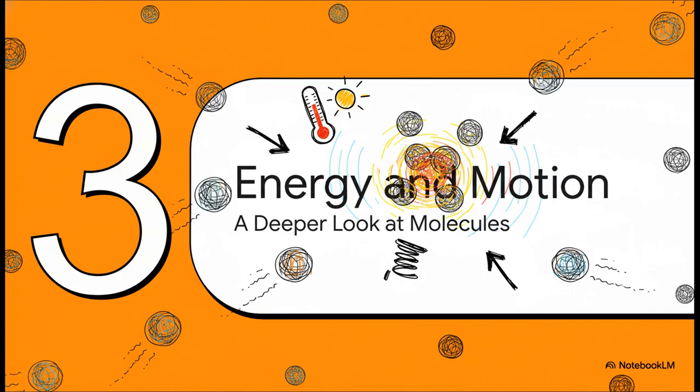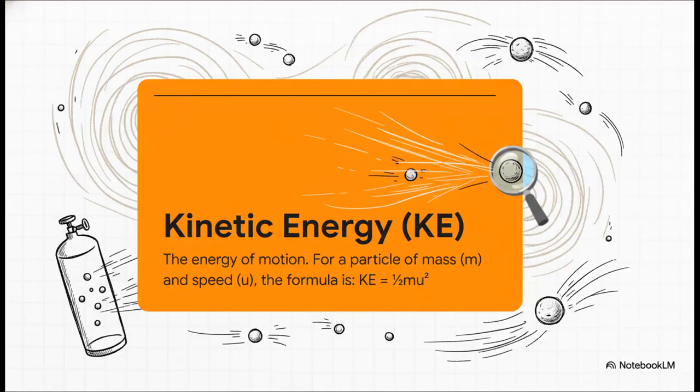Pretty cool, right? Now let's zoom in a little closer on that core idea, that link between energy, temperature, and how these molecules are actually moving. The big concept we need to focus on is kinetic energy, which is just a fancy term for the energy of motion. And when you look at the formula, you see it depends on two things, the mass of the particle and its speed. But here's the kicker. It depends on the square of its speed. What that means is that speed is a huge factor. Doubling a particle's speed doesn't just double its energy, it quadruples it.